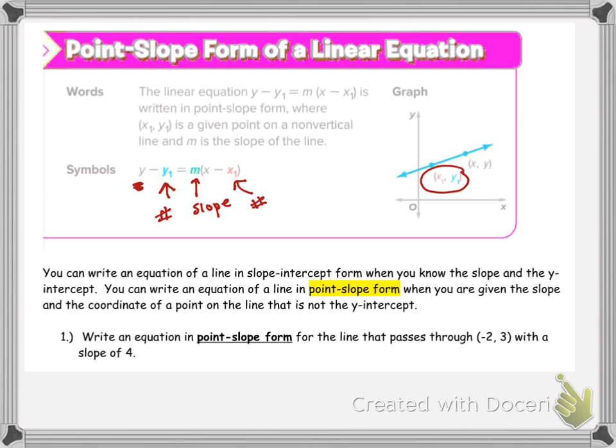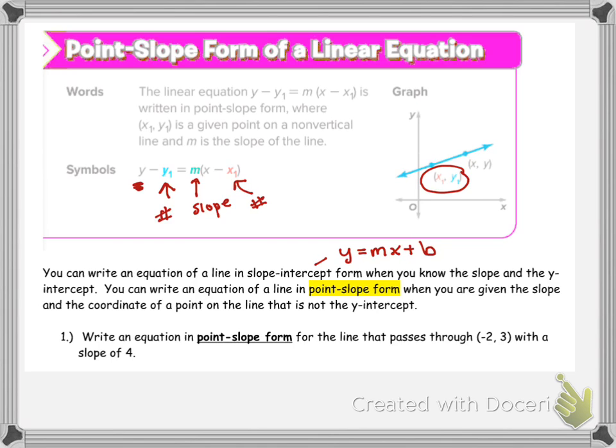We can write an equation of a line in slope-intercept form. Remember, slope-intercept form is y equals mx plus b when you know the slope and the y-intercept. But sometimes we don't know that. So we can write an equation of a line in point-slope form when we're given a slope and one point, or one coordinate of a point on a line. And it doesn't have to be the y-intercept.